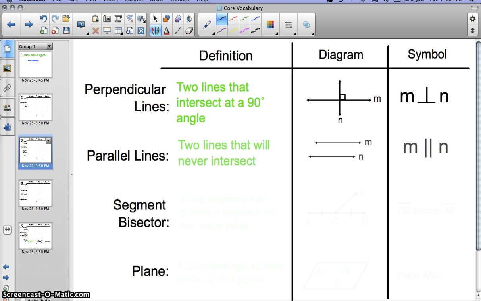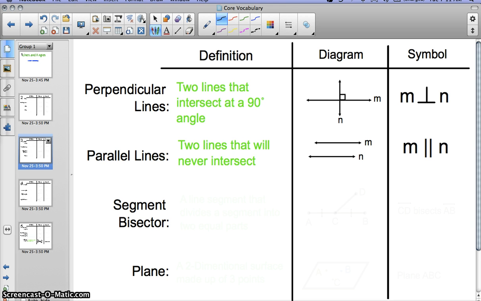As far as parallel lines go, parallel lines are two lines that will never intersect. So in our diagram, we have M is parallel to N. Obviously those two are not intersecting, and the symbol for parallel is two vertical lines. So it says M is parallel to N. Those two vertical lines kind of look like a really stretched out 11, and that's parallel. Again, pretty straightforward things. I think most people have heard of parallel lines. Most people at this point should have heard of perpendicular lines. Even if you didn't quite know what it was, you should have at least heard of it.